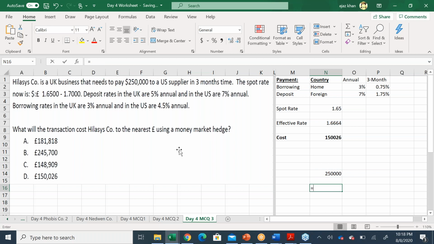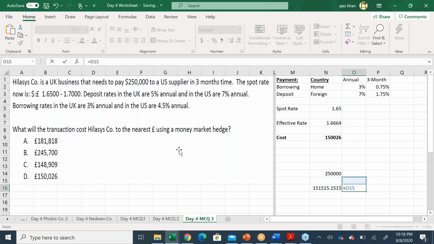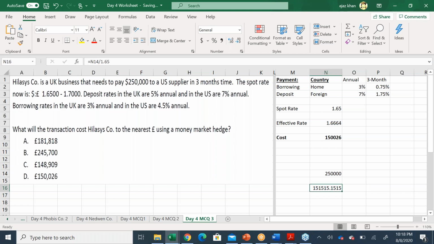So let's try both rates. 1 divided by 1.65, and 250,000 divided by 1.65. Sorry, 1.7. So which rate has resulted in a higher value? The 1.65. That's why we should not use the other one. This is what the bank will be looking for. So the lower rate is going to give us the higher answer because we are dividing.